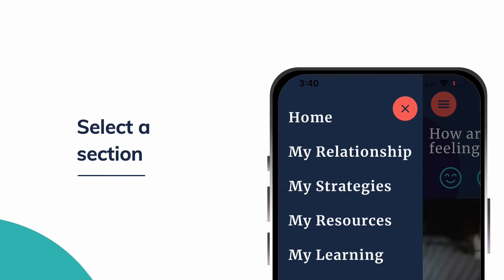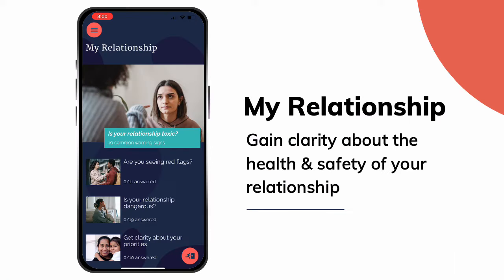myPlan has 4 main sections. You can always get to them by selecting the menu button in the top left-hand corner. The sections are My Relationship, My Strategies, My Resources, and My Learning. And we're going to start with My Relationship.